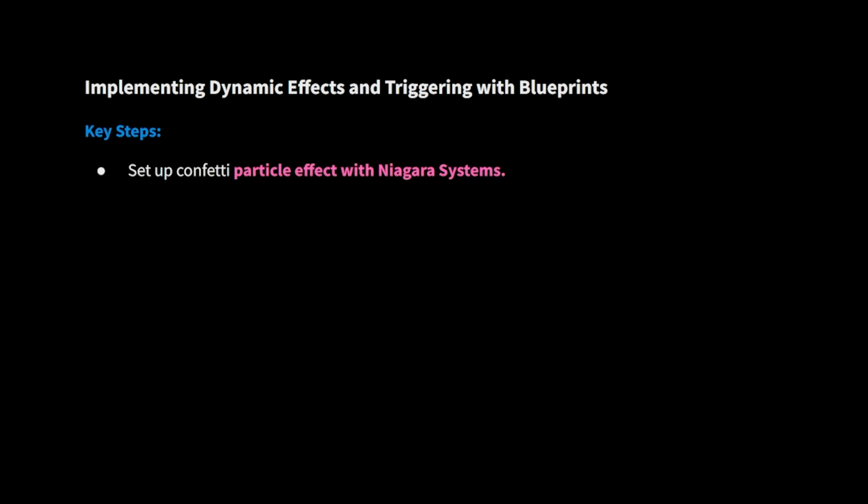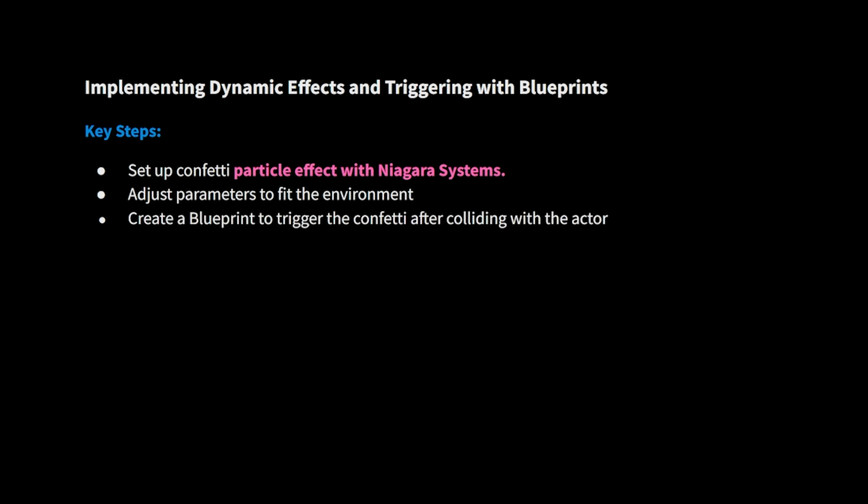To create a magical winter atmosphere, we will focus on setting up the confetti effect. We will use a particle effect with Niagara Systems to simulate the confetti explosion. First, we have to create a Niagara system and open the confetti template in the content browser. We will then drag it into our scene and position it above the town square. You can adjust the parameters of this confetti effect to fit the environment. This includes setting the duration, color, and spread of the confetti particles to create an impressive display.